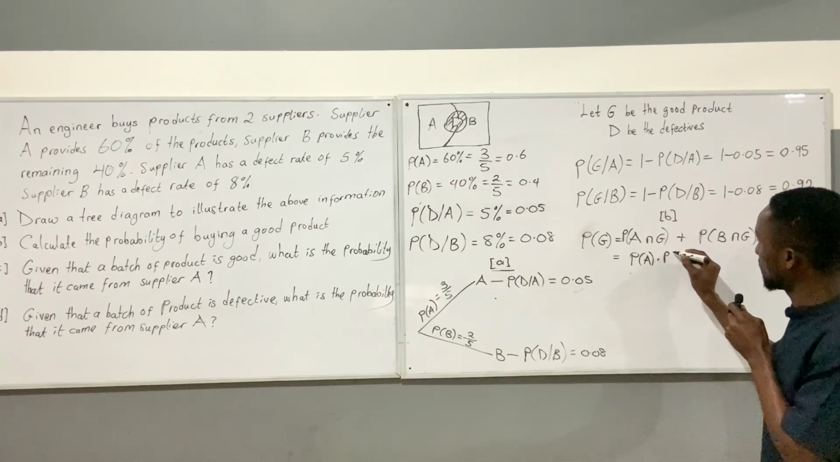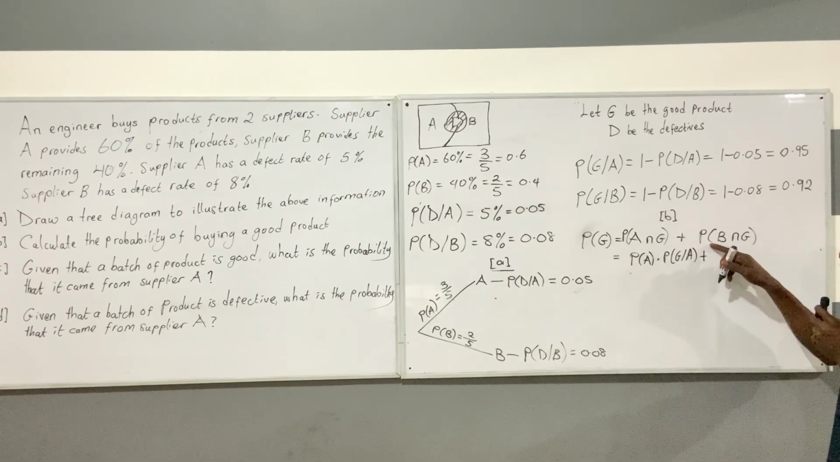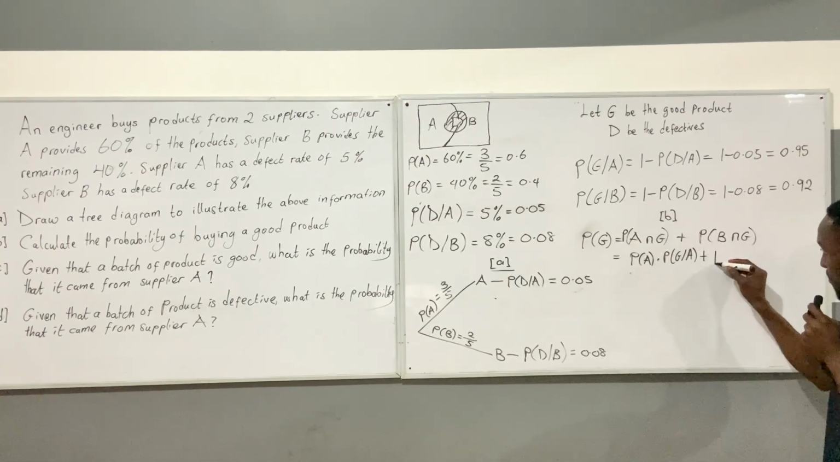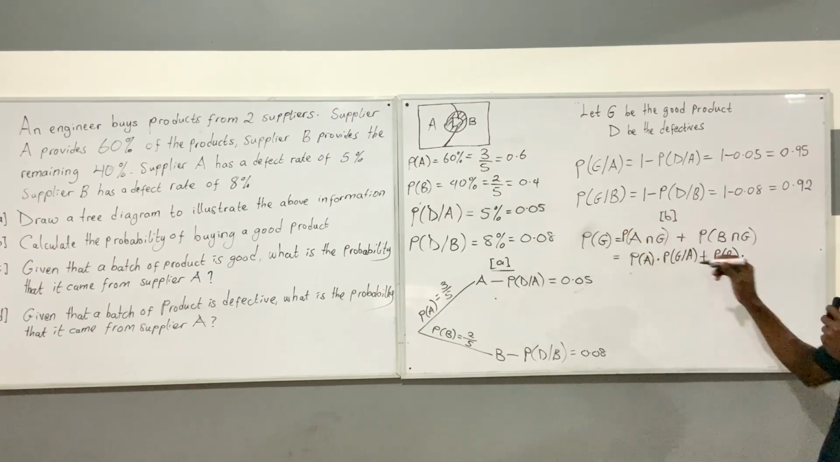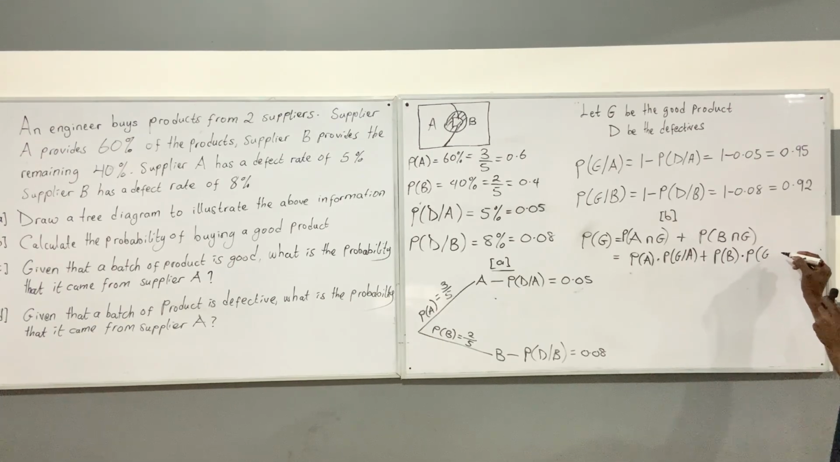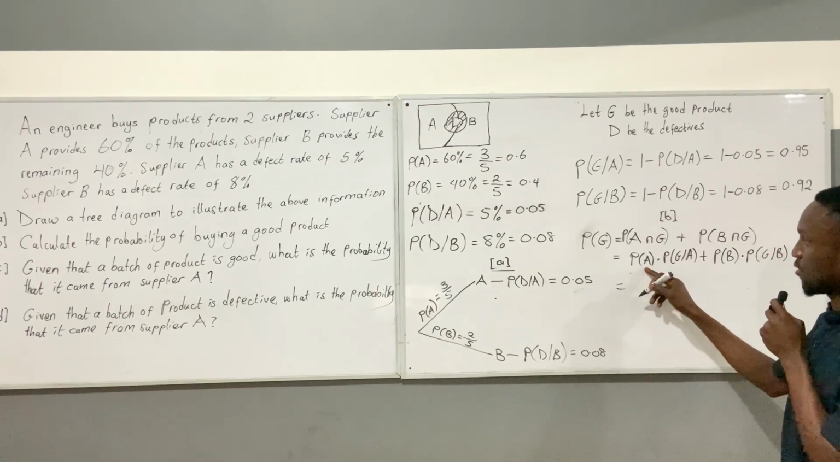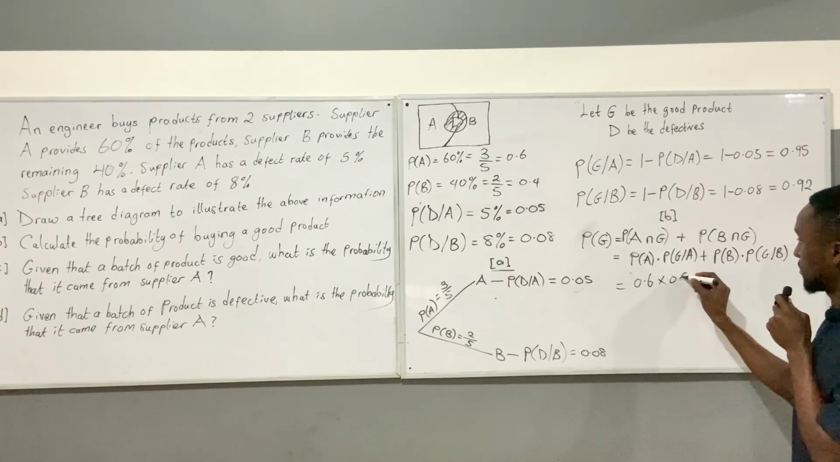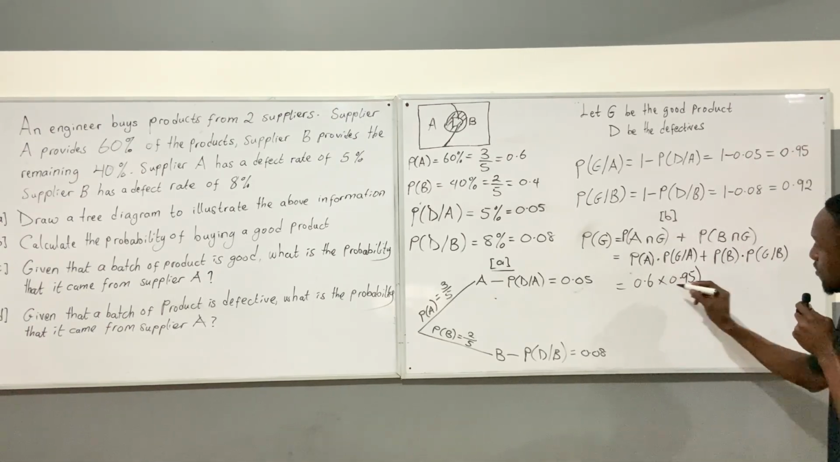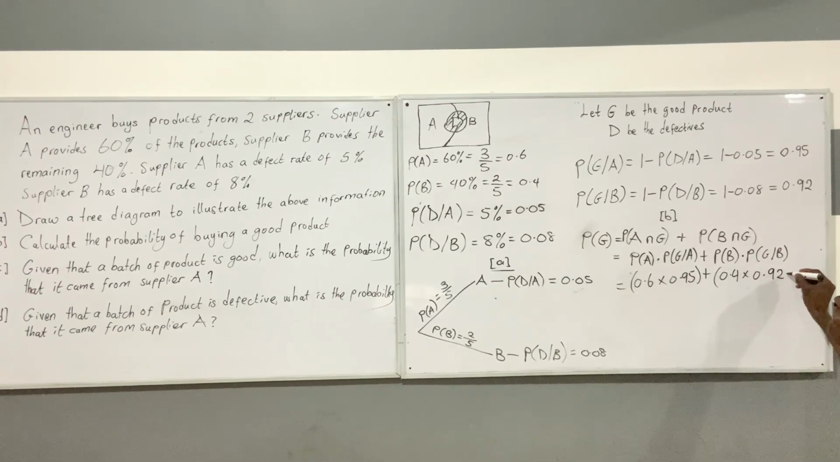So we have the probability of G as A has occurred, plus, then we go to supplier B, the probability of supplier B times its conditional probability, this. So the probability of G as B has occurred. Now what is the probability of A? We have 0.6. What is the probability for this? 0.95, which is here. Plus the probability of B gave us 0.4 times 0.92. Do you understand now?